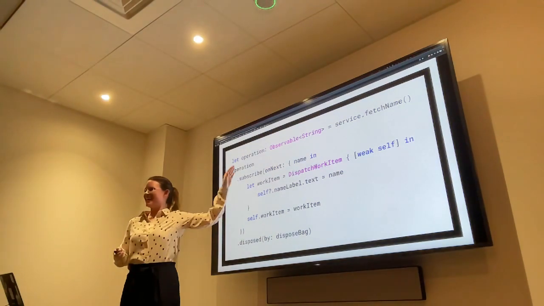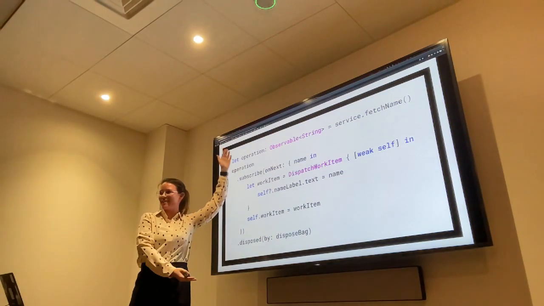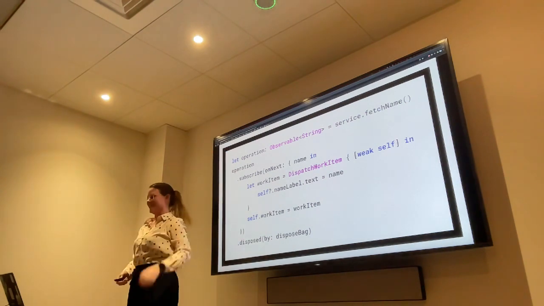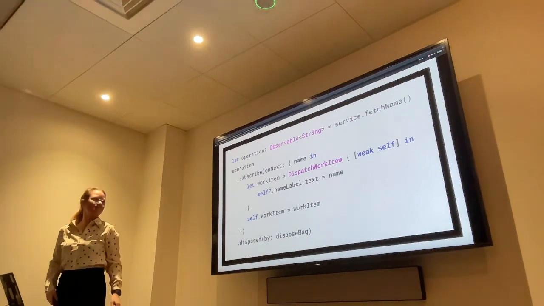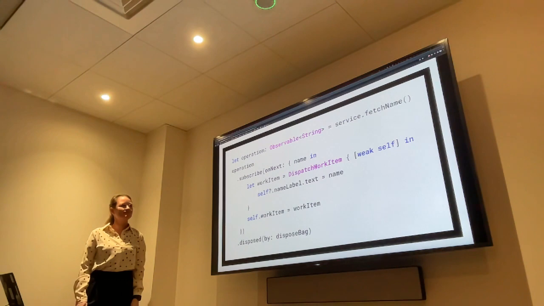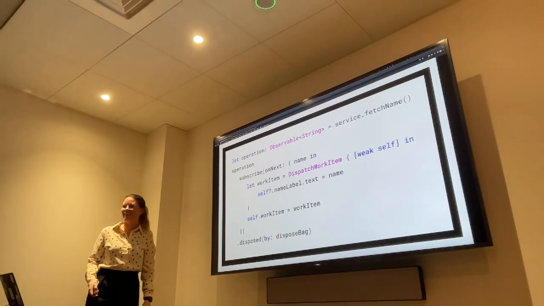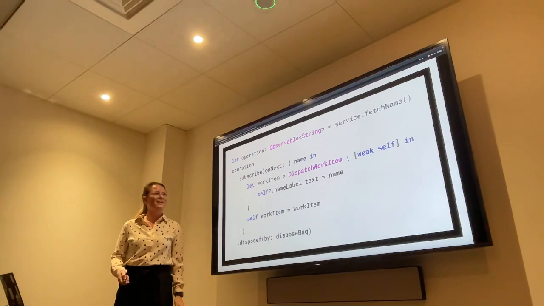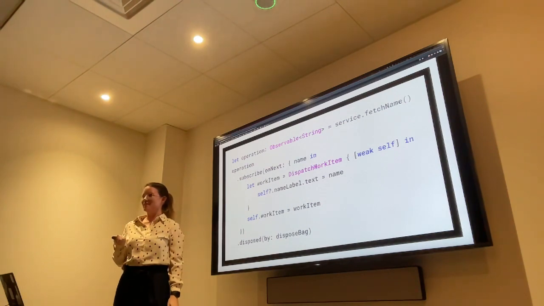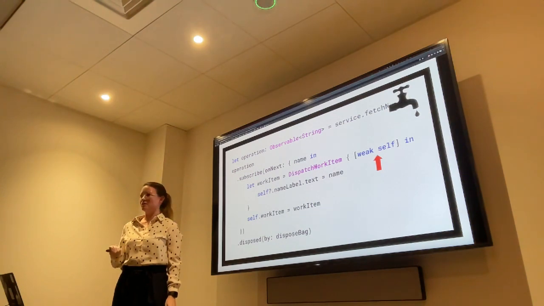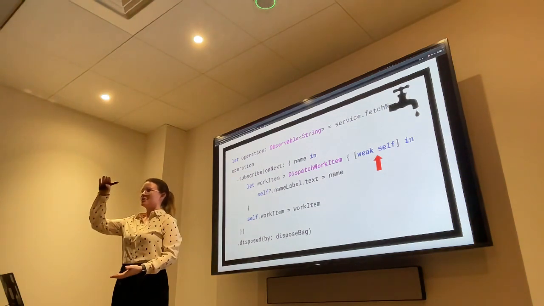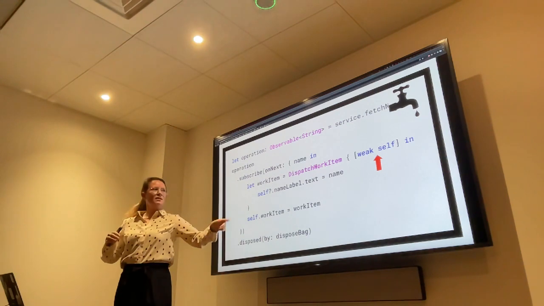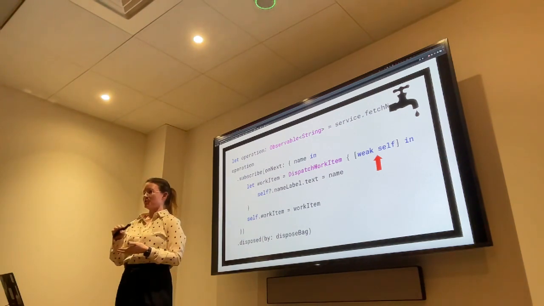Too easy? How about some nested closures and RxSwift? Does this code leak? Yes. Yes? No? Everyone had a chance to read it? Good? Okay. Yes, this leaks. This leaks because of our placement of weak self. We have an outer closure and we have an inner closure. Here we have the weak self on the inner closure.